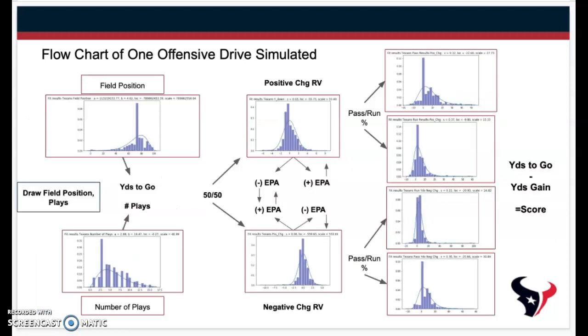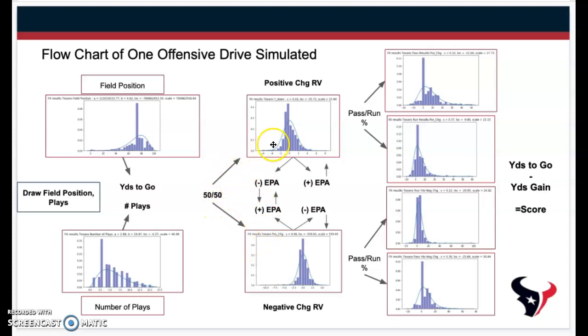So here's a quick map of what the simulation looks like. You have a random draw from field position based on a probability model, and then you also have a random draw of the number of plays based on a probability model. These models were actually distributions of the field position and the number of plays per possession for each team. And so we randomly select this, and here's our starting point. And then I gave a 50-50 chance to either start with a positive or a negative play, because the first play has to start with some type of EPA.